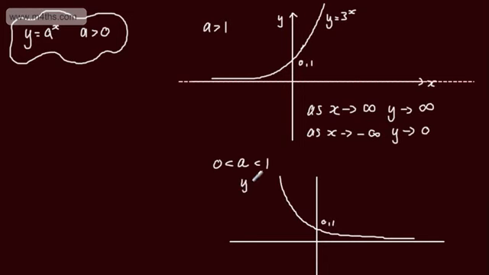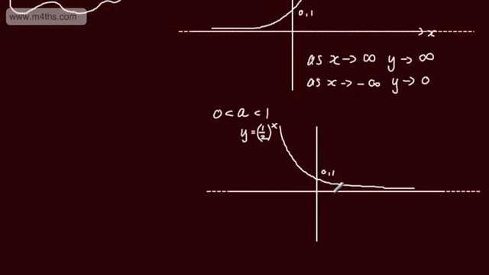So let's say we've got y = (1/2)^x. So our value of a is a positive constant, and now we're between 0 and 1. Again, we have the x-axis as the asymptote, so we can go ahead and put that on. If we consider what happens as x gets very large, we can say as x tends to positive infinity, y will tend to 0. We can say as x tends to negative infinity, y will tend to positive infinity. So y is going to get very large.